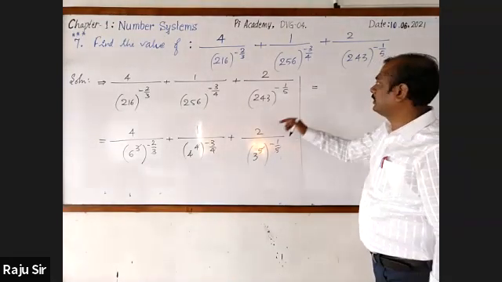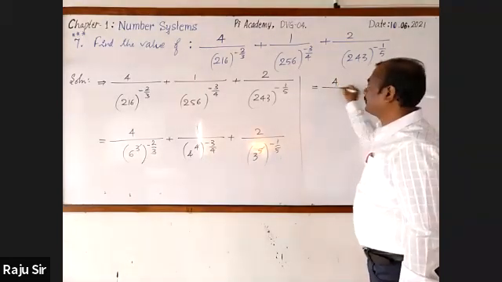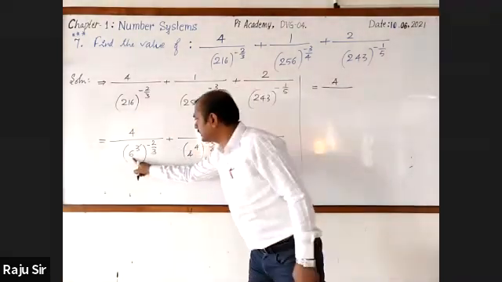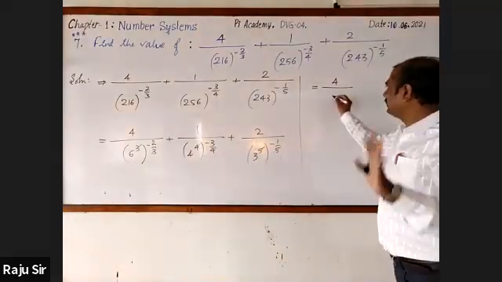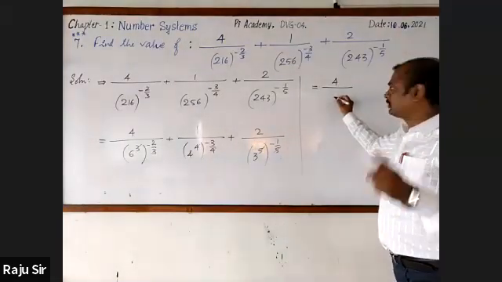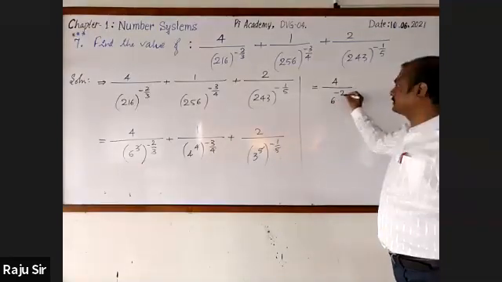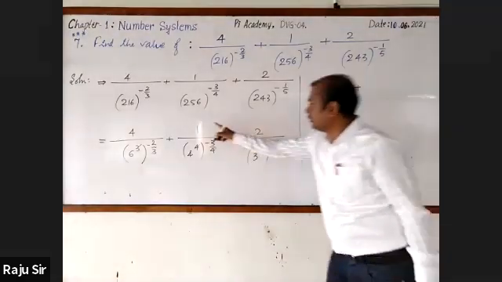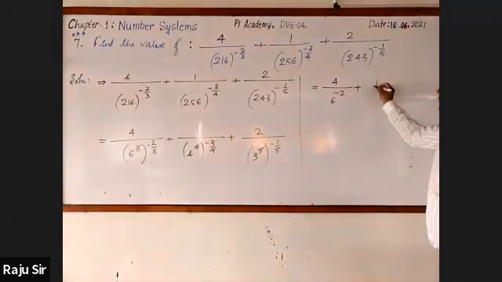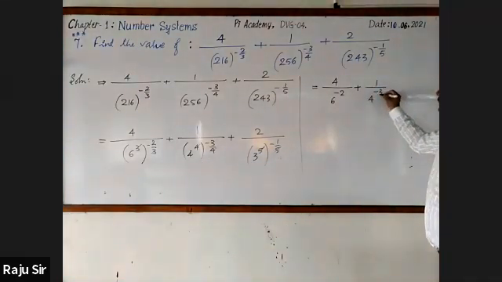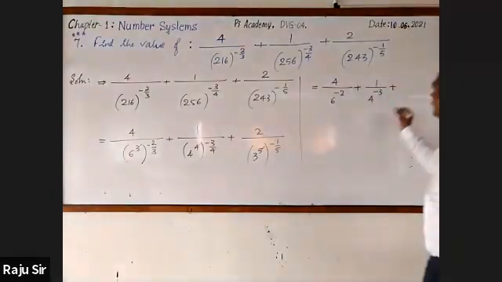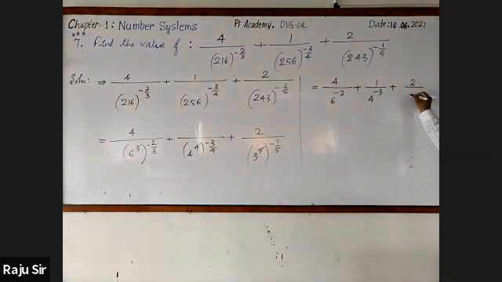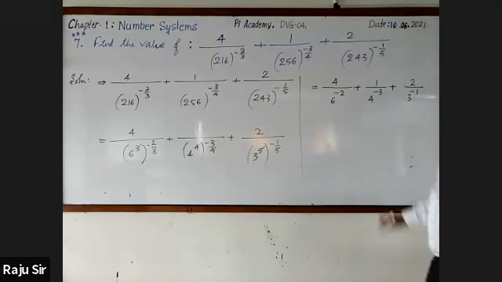Overall, now this is 4 by 6 raised to the power minus 2. Okay, anyhow, I'm going to extend it one more step. 6 raised to the power minus 2, plus 1 by 4 raised to the power minus 2, plus 2 by 3 raised to the power minus 1.